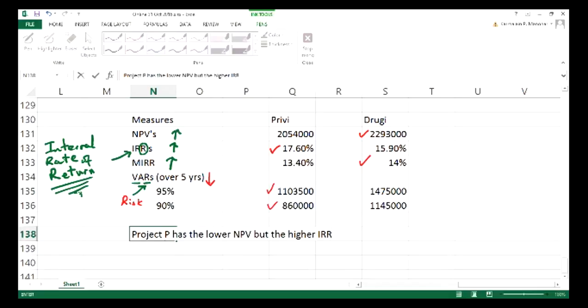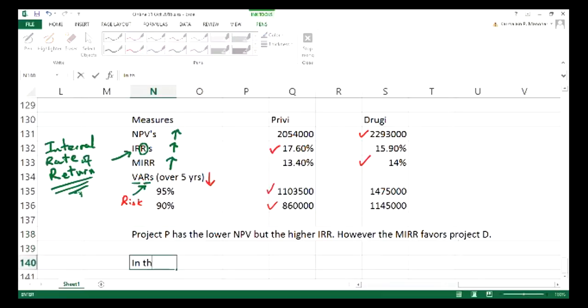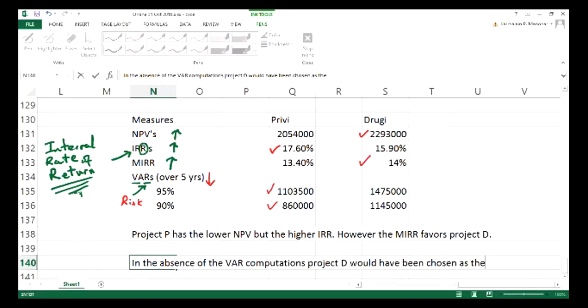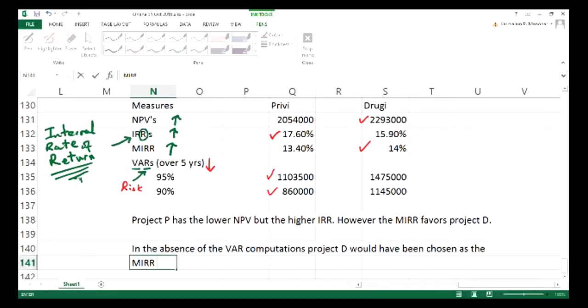Project B has low NPV but the higher IRR. However, the MIRR favors project D. In the absence of VAR computations, project D would have been chosen as the MIRR aligns with the NPV.